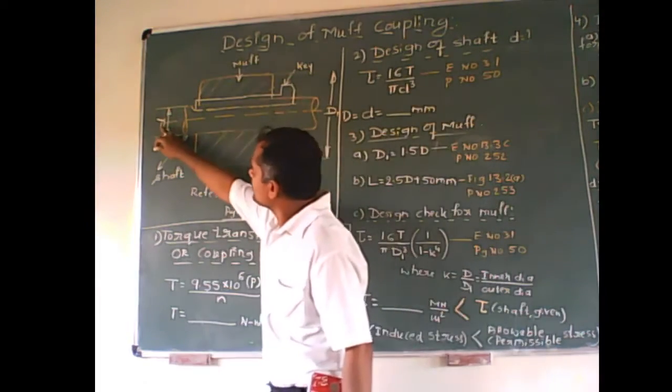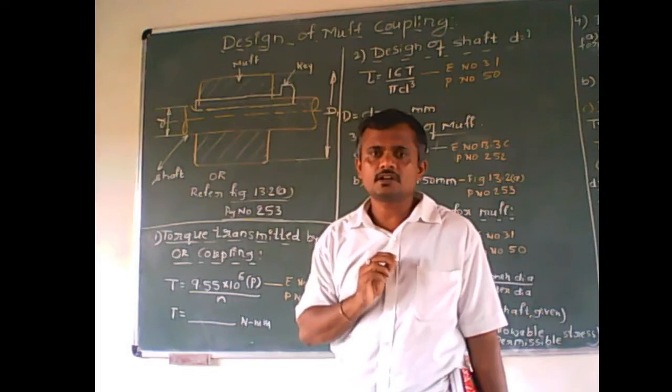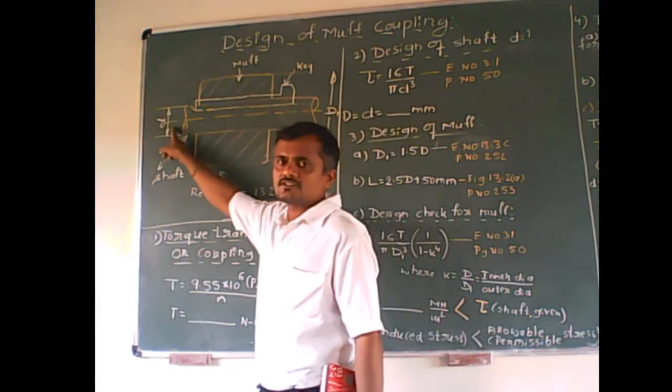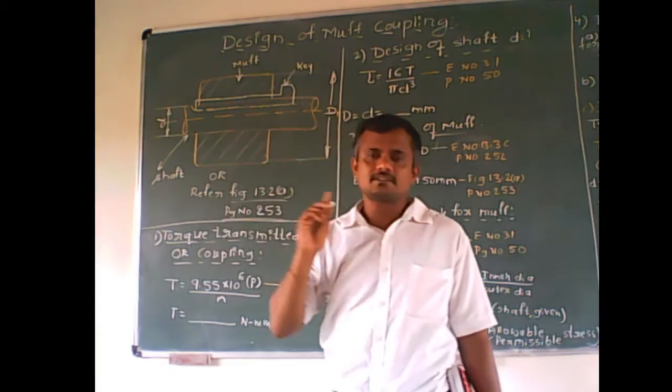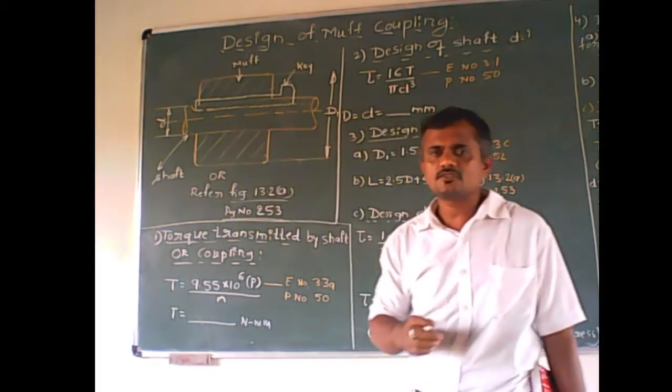I can take this as a small d in the design of a shaft when you refer to the data handbook, but in the design of a muff, instead of small d for the diameter of the shaft, we are not taking small d. It is treated as a capital D. Understood? So these are all the common things which you have to remember.